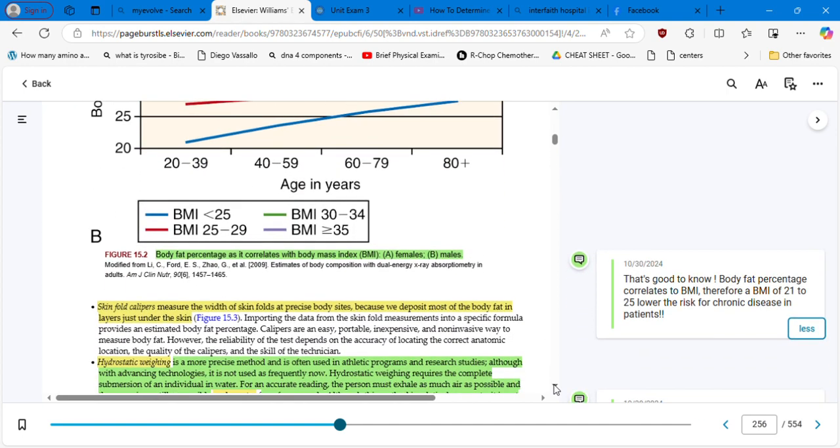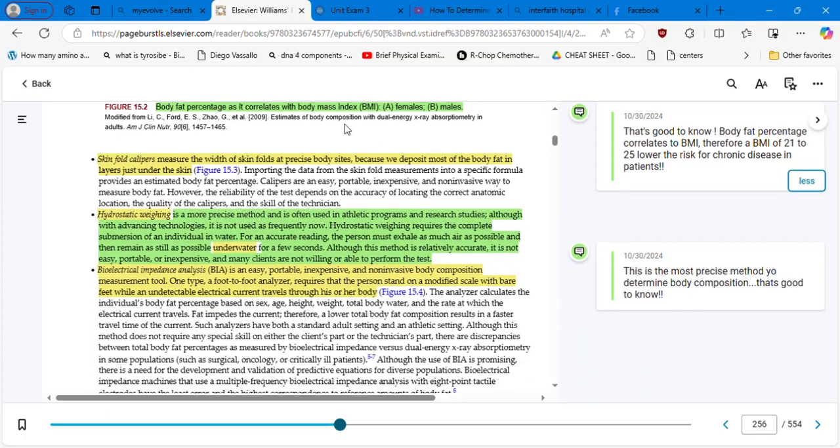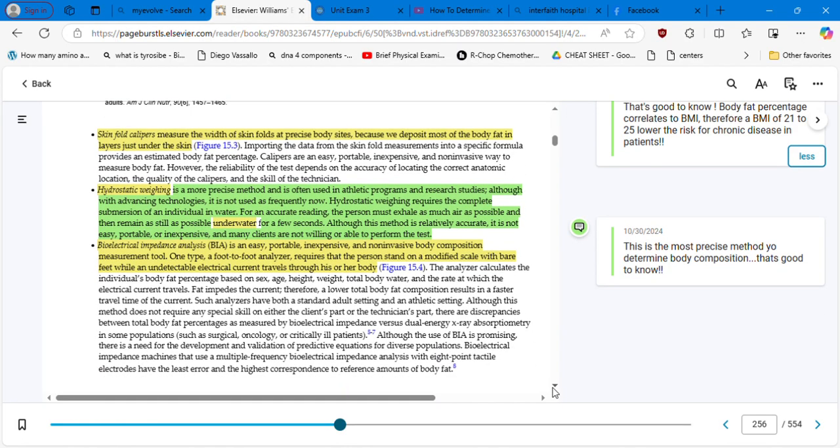We're going to start talking about skinfold calipers, which measure the width of a skinfold at precise body sites, because we deposit most of the body fat in layers just under the skin. We know that. We studied that in another chapter previously. Now, this is the one that I want you to remember. Hydrostatic weighing is a more precise method and is often used in athletic programs and research studies, although with advanced technology, it is not used as frequently now.